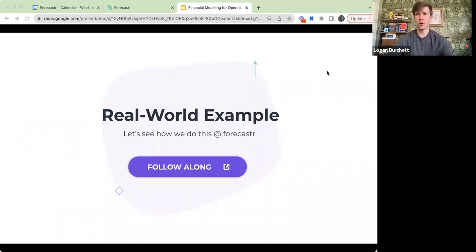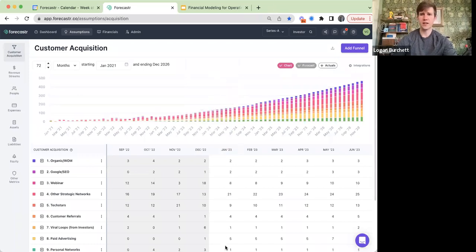So I'd love to take you guys through a real world example. I've actually got Forecastr's financial model up right here, so I can give you a sense of how we do this for ourselves, right? We talked a lot about theory here, but now I'm going to show you that we practice what we preach. We put our money where our mouth is, and this is actually what we do for our own company.